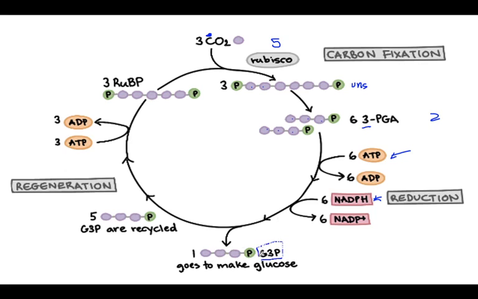Glyceraldehyde 3-phosphate is formed as 6 in number. In this example, there are 6 molecules. One molecule goes straight away for glucose synthesis. The remaining five compounds containing 3 carbon atoms go all the way to form ribulose bisphosphate.